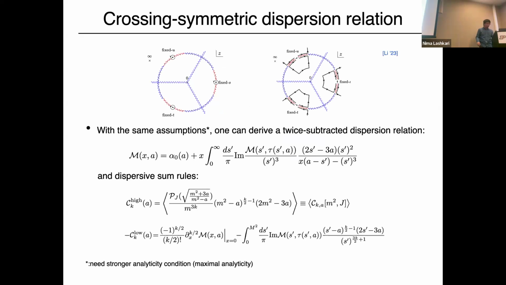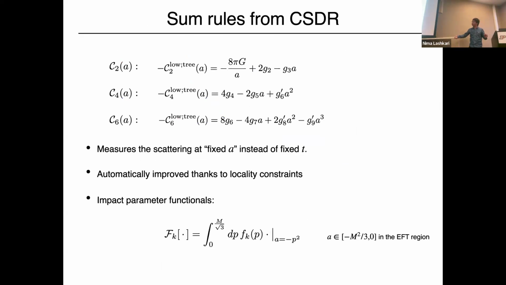Okay, here. So this is the relation, and you can expand it to get a family of sum rules. The low energy contribution just looks like this. One thing you'll notice, first comment, is that this is measuring the scattering at fixed a instead of at fixed t. And automatically it would just give you a finite sum. It doesn't have an infinite sum. This is because of the locality constraints that we discussed earlier.